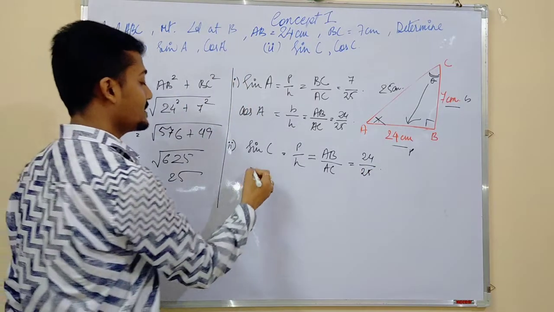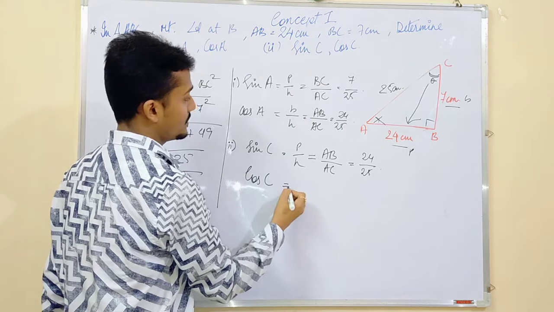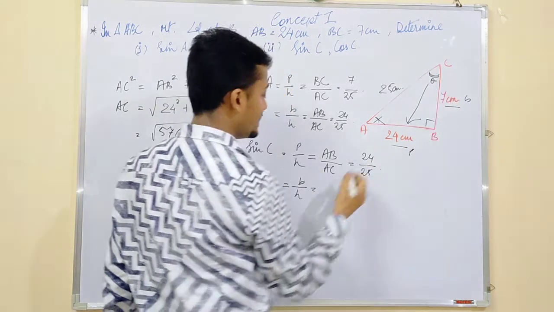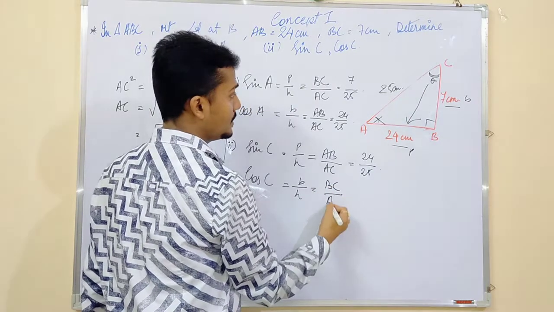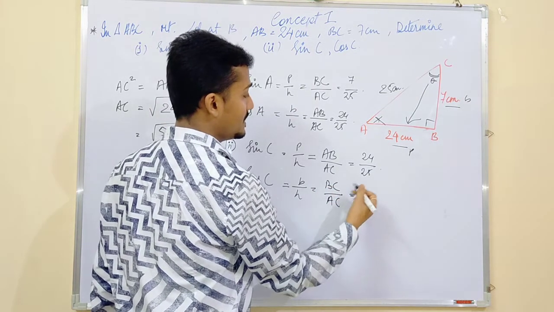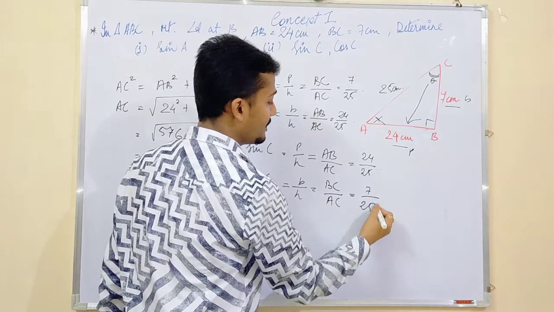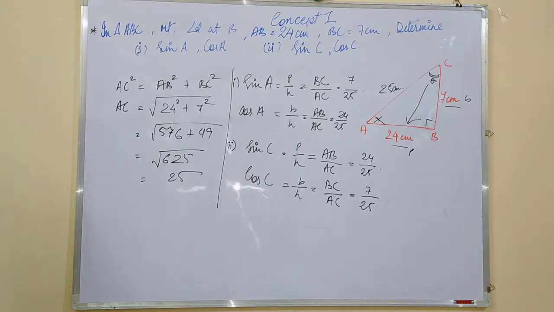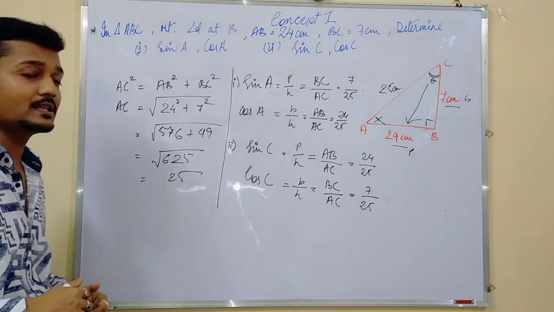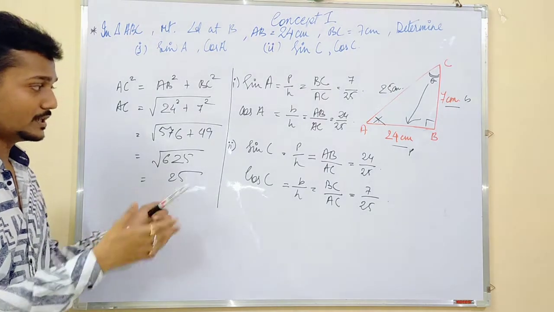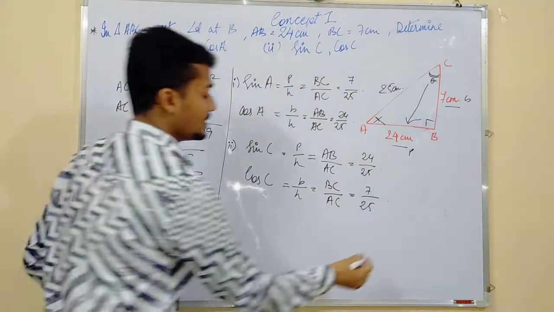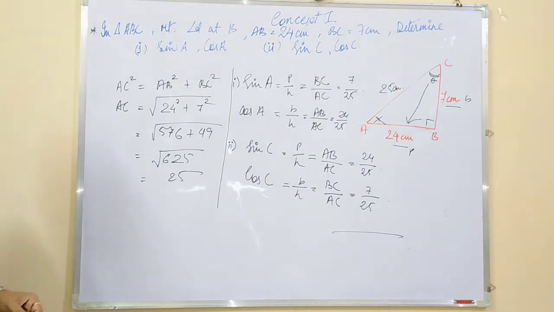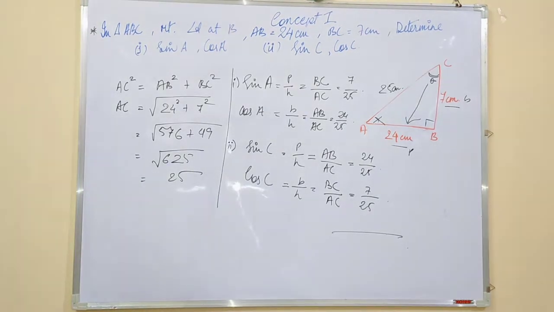Now cos C is equal to B by H. B is equal to BC, isn't it? And H is equal to AC. BC is equal to how much? 7 by 25. See it carefully. Try to understand what I have done and note it down. So these are your required values that are asked in this particular question. Okay, so note it down quickly.